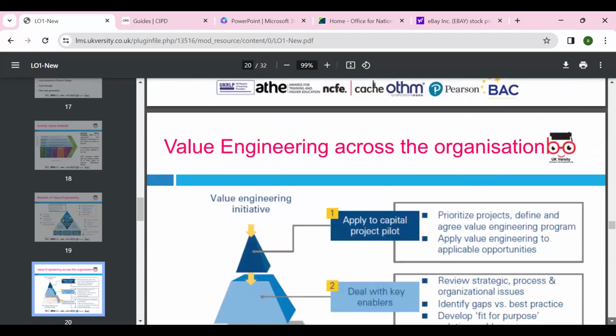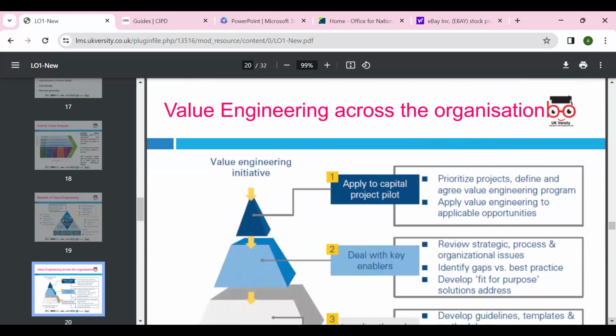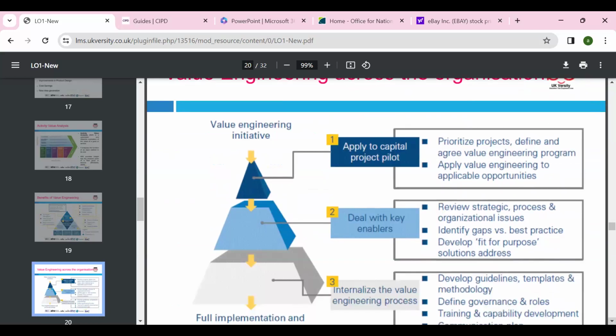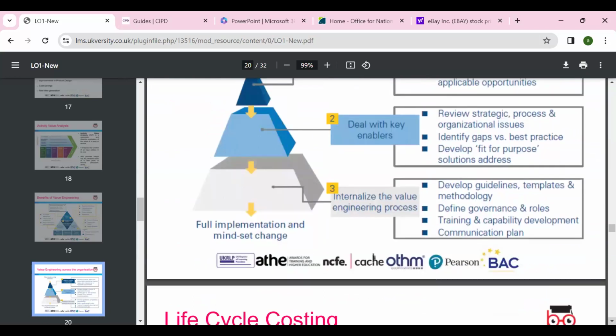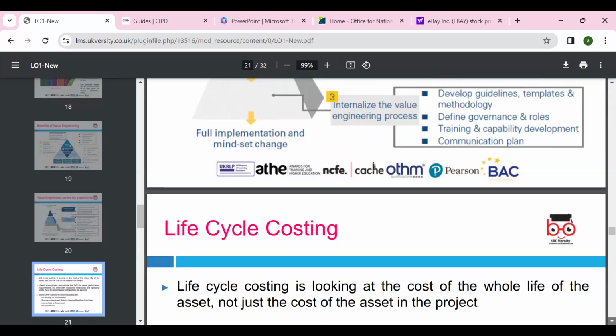Okay, so value engineering across the organization, which we can look at: apply it to capital projects, prioritize projects, define agreed value. We can think about dealing with key enabler reviews, where we can predict process issues and see where the gaps are, what best practices we need, and develop guidance and template methods, and define governance, roles, and training capabilities. We carry on renovating, because if we carry on doing CPDs, we are actually carrying on improving.